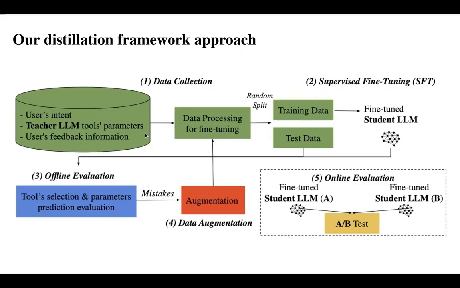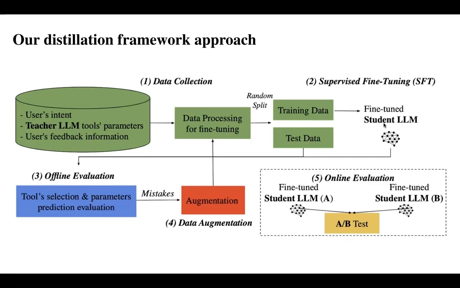Here is a diagram of our distillation framework approach. We first generate data by collecting outputs from a teacher LLM based on user intents. The teacher LLM selects relevant tools and sets their parameters. If multiple users express the same intent, this could result in multiple outputs per intent. We ensure high-quality data by retaining the best results based on user feedback, filtering out those with no engagement. The retained data samples are injected into prompts for fine-tuning and are randomly split into training and test sets.